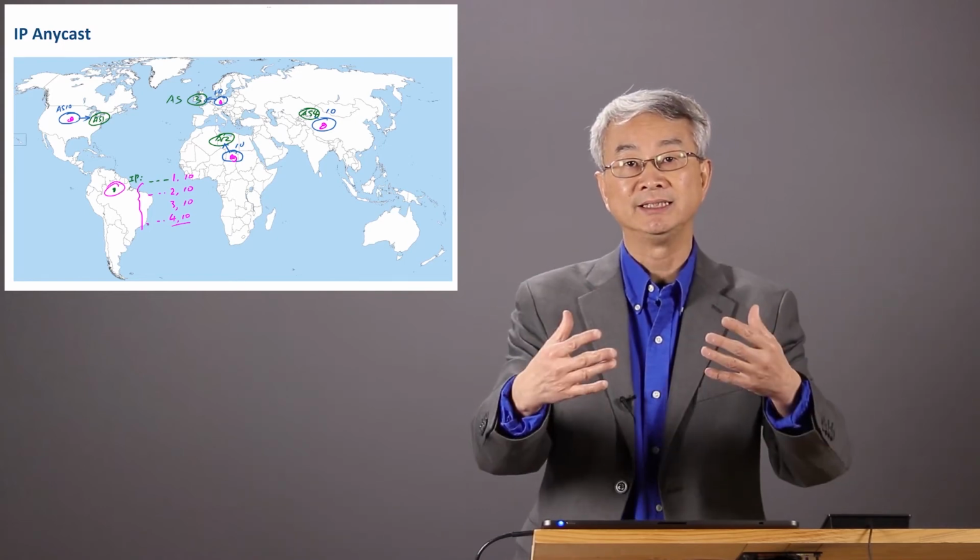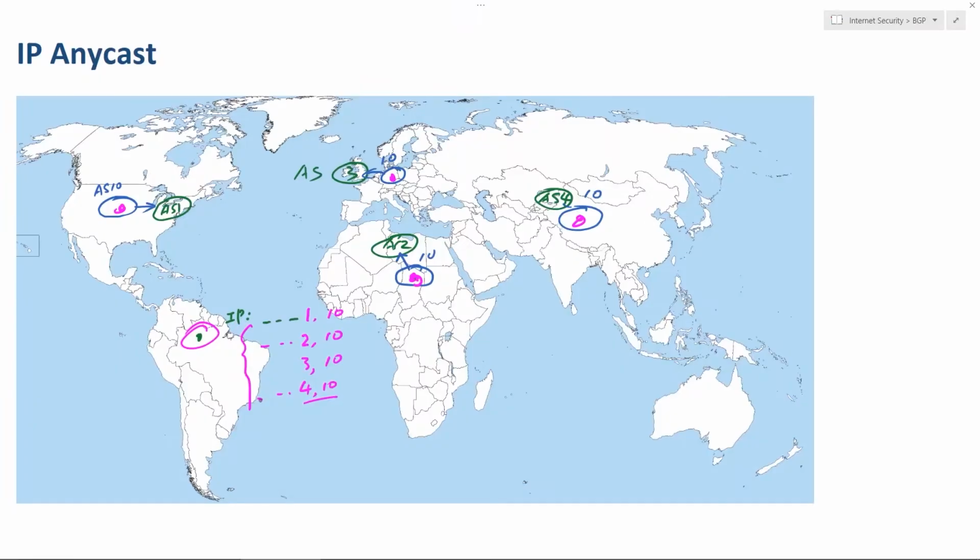Now you can see from here in South America, the length of each of these paths could vary. If this one is closer to here, this path could be shorter, and so you may end up picking this route. So if you are trying to visit this IP address, you would actually send your traffic here.